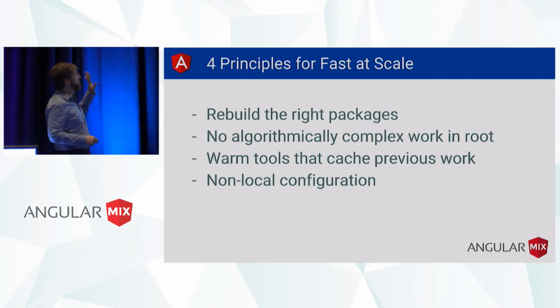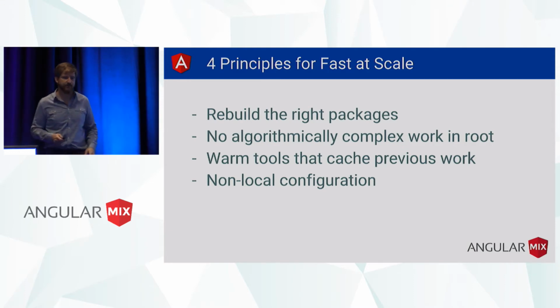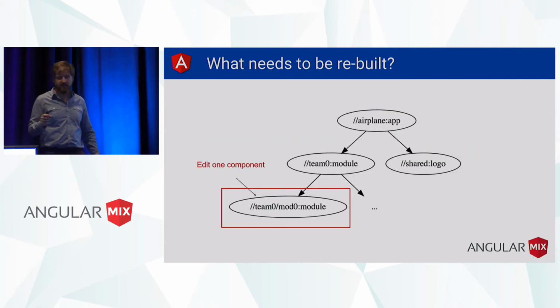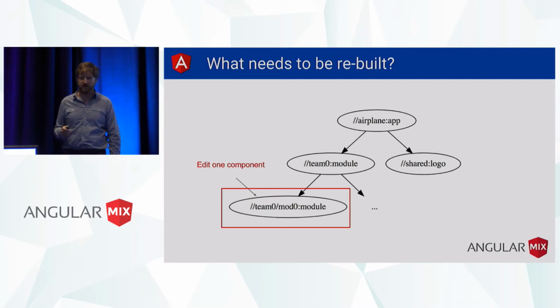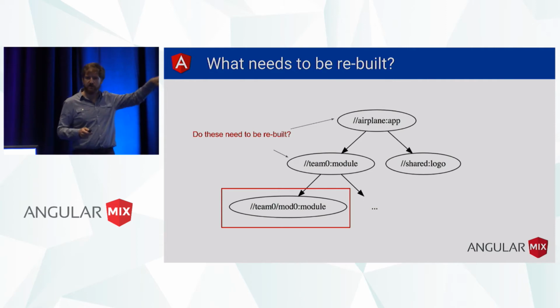So I'm going to talk through 4 principles that we use to actually, for a company this size and for that structure I just talked about, make the build fast. So the first one is, what do we have to rebuild? Let's say that I've just edited one component in this bottom bubble, the mod 0 that my team owns, also not very creatively named. What do I need to rebuild? And do I need to go back and rebuild everything that depends on it? So the arrows here are the dependency structure between the packages.